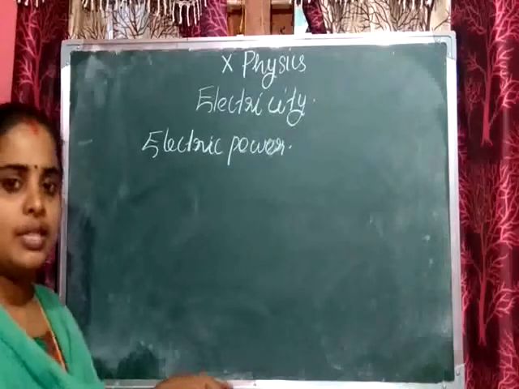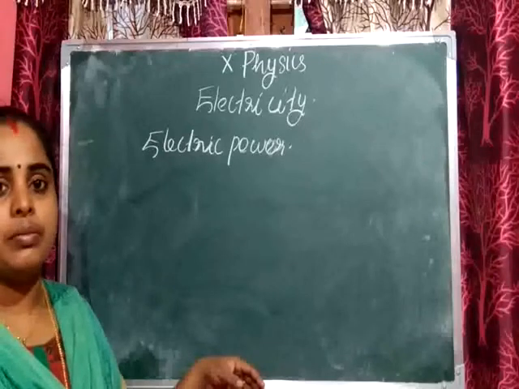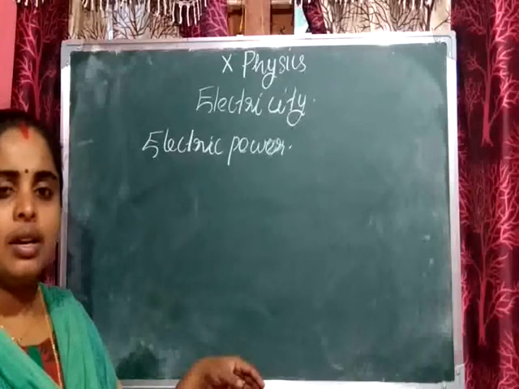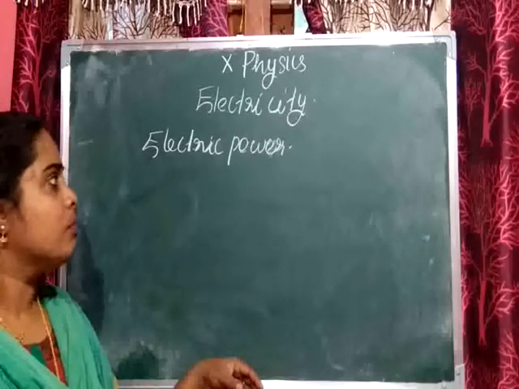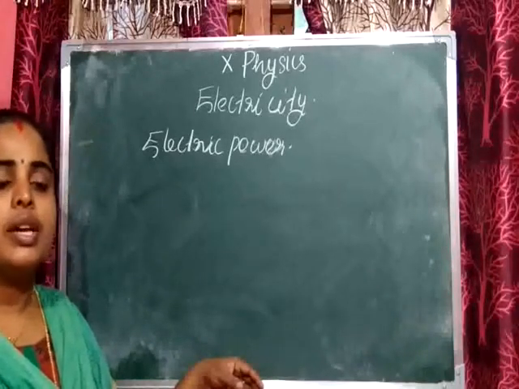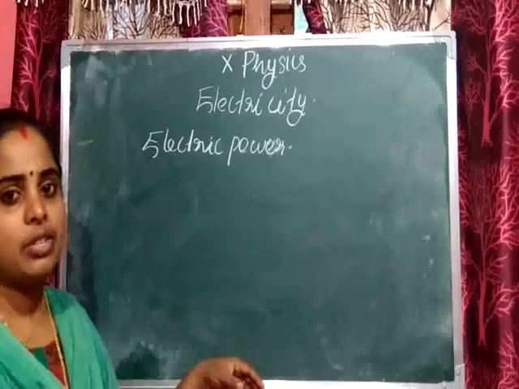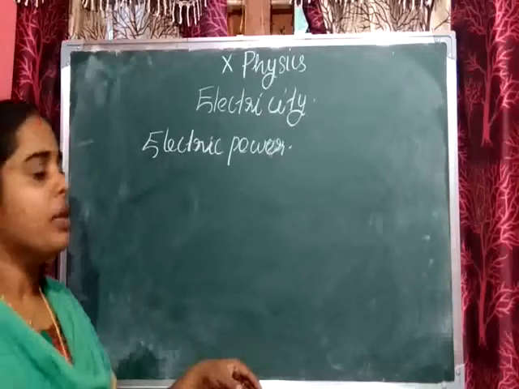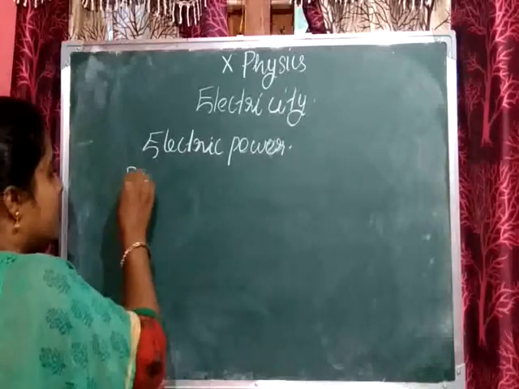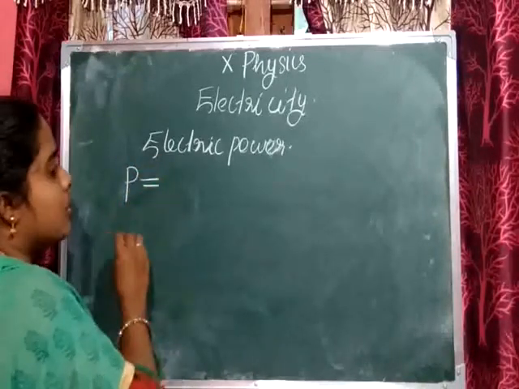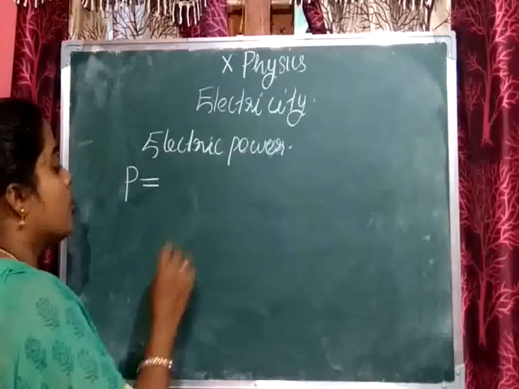Electric power. What is electric power? In class 9th, you already learned what power is. Power is the rate of doing work. Electric power is the rate of doing work or the rate of consumption of electrical energy. Electric power is represented by the letter P.